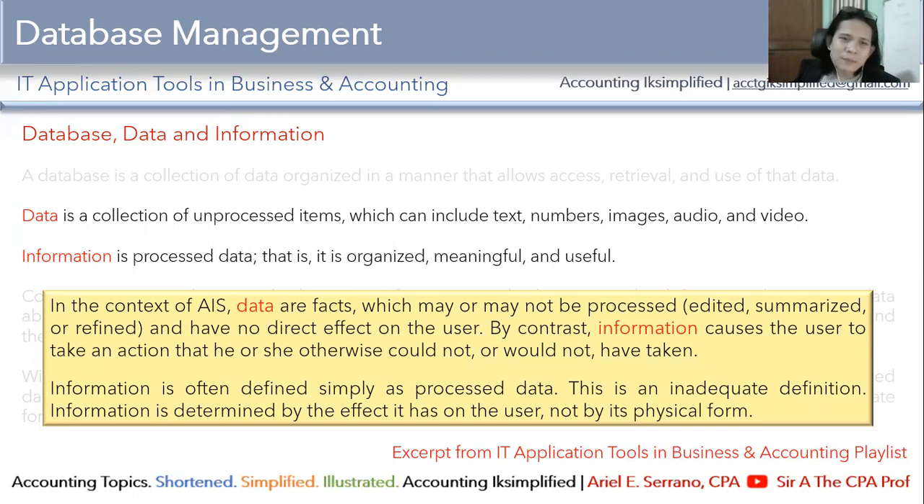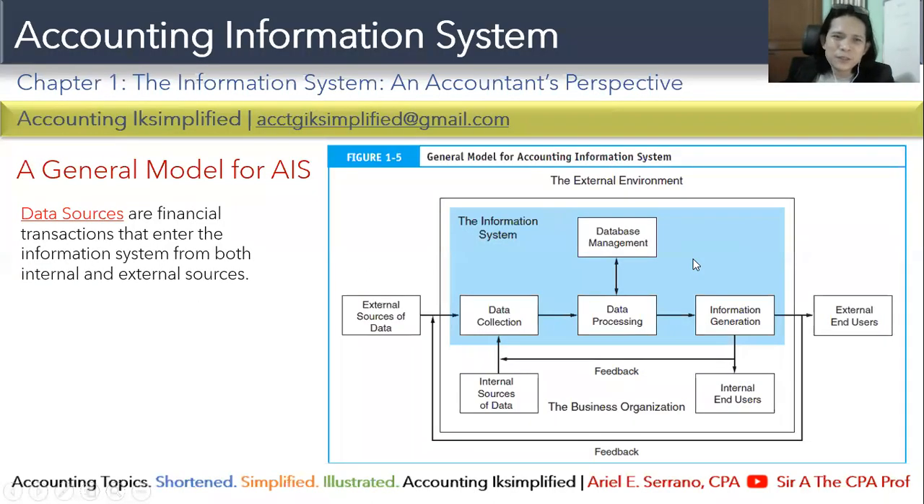Okay, because remember, information becomes meaningful to the user because it aids in decision making. So it gives the person, the user, an freedom, an agency to act or not to act. Okay, so that is a good definition actually. And I appreciate this definition of information.